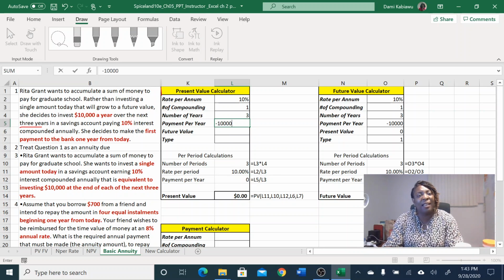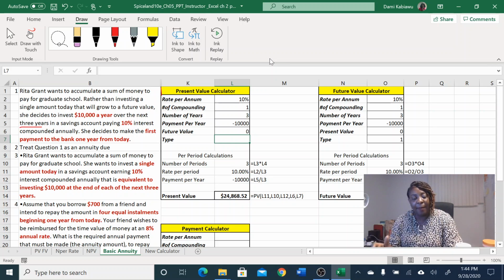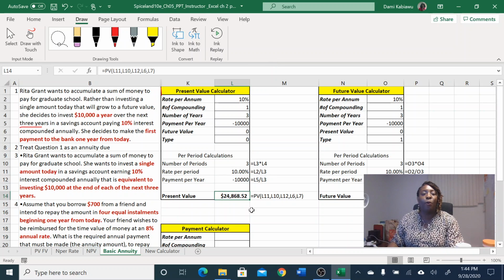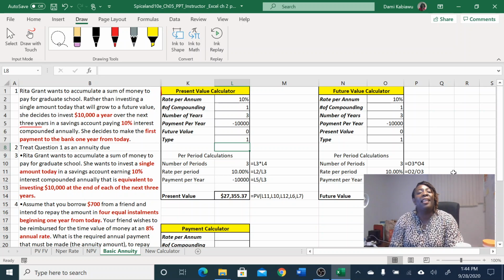The payment per year is 10,000. I'm treating it as an outflow. It could be an inflow. There is no future value in this calculation because the only cash flow we're accounting for is the annuity. And type is 0 because it's ordinary annuity. The present value of this payment is 24,868. And if we treat it as an annuity due, by changing that to 1, it is slightly higher.